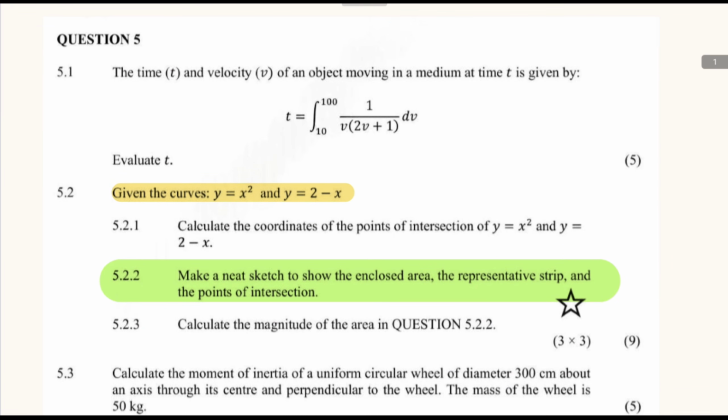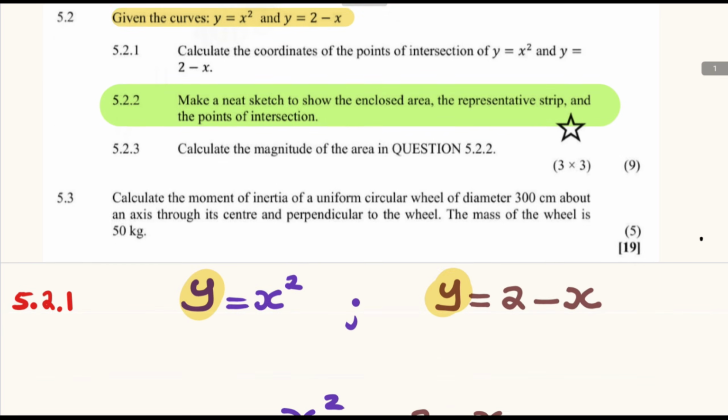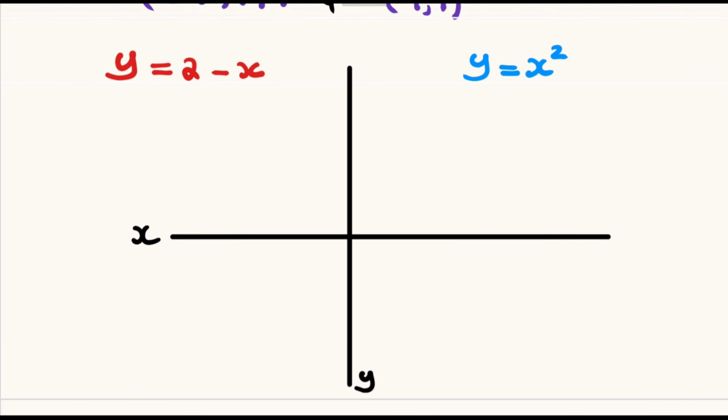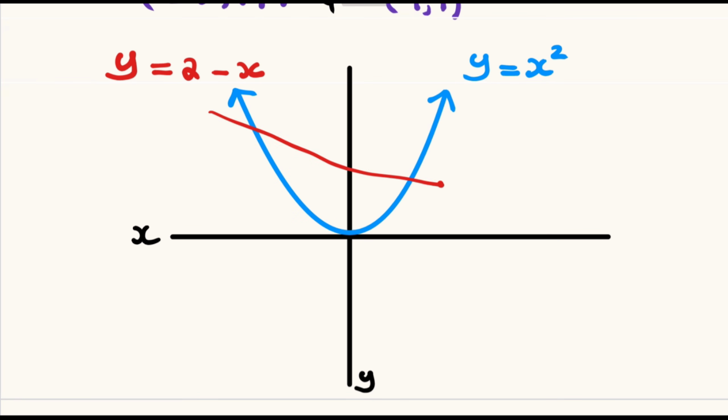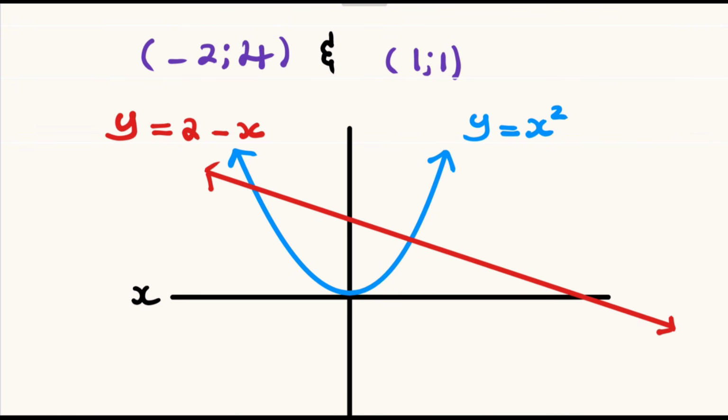Moving on, question 5.2.2, we make a neat sketch to show the enclosed area, the representative strip, and the points of intersection. So let's quickly draw. So we start with the y is equal to x squared. The coefficient of the x squared is positive, so we are going to have a smiling graph passing through the origin, and the graph y is equal to 2 minus x. This will be our graph. It has a negative gradient. The points of intersection were the negative 2 and 4, and the positive 1 and 1, and this will be our area.